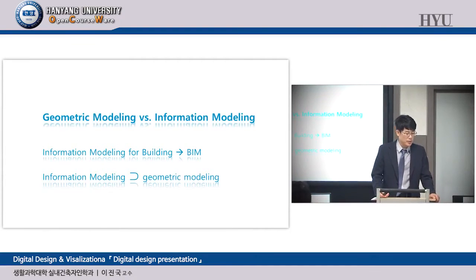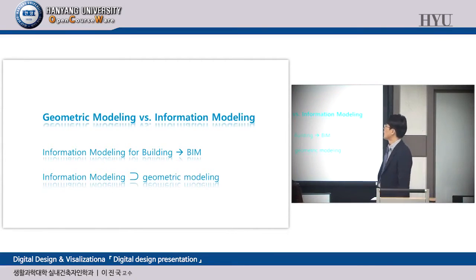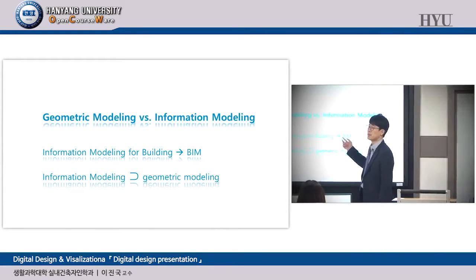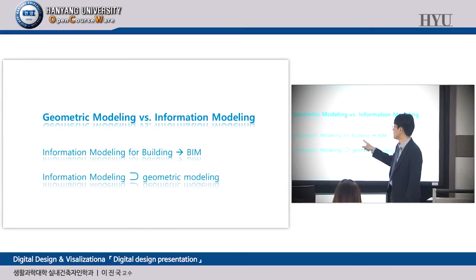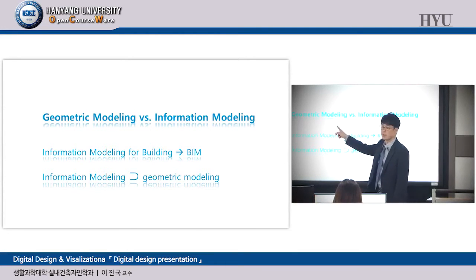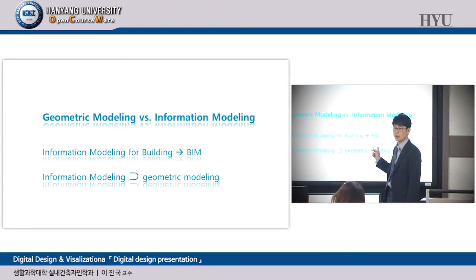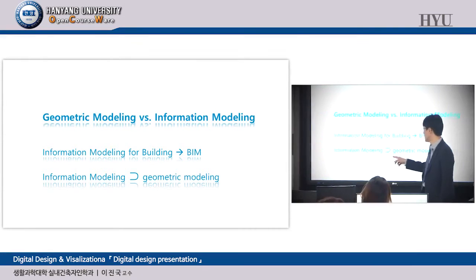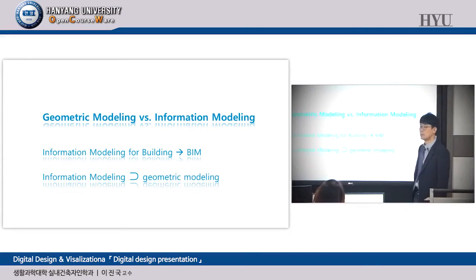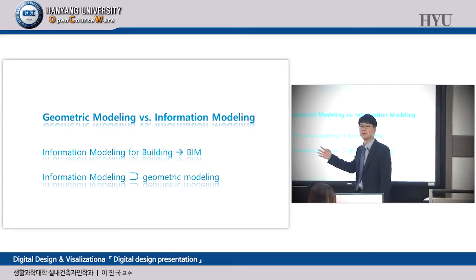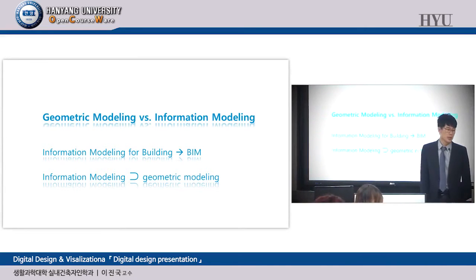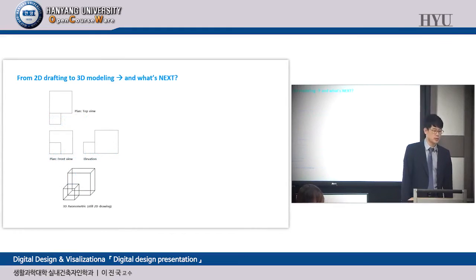Geometric modeling versus information modeling. Information modeling is the most advanced direction we are now exploring. Anyway, information modeling for building, we simply call it BIM, because information modeling plus building, that's building information modeling, okay? Information modeling contains anything of geometric modeling. In other words, geometry is one part of information, okay?